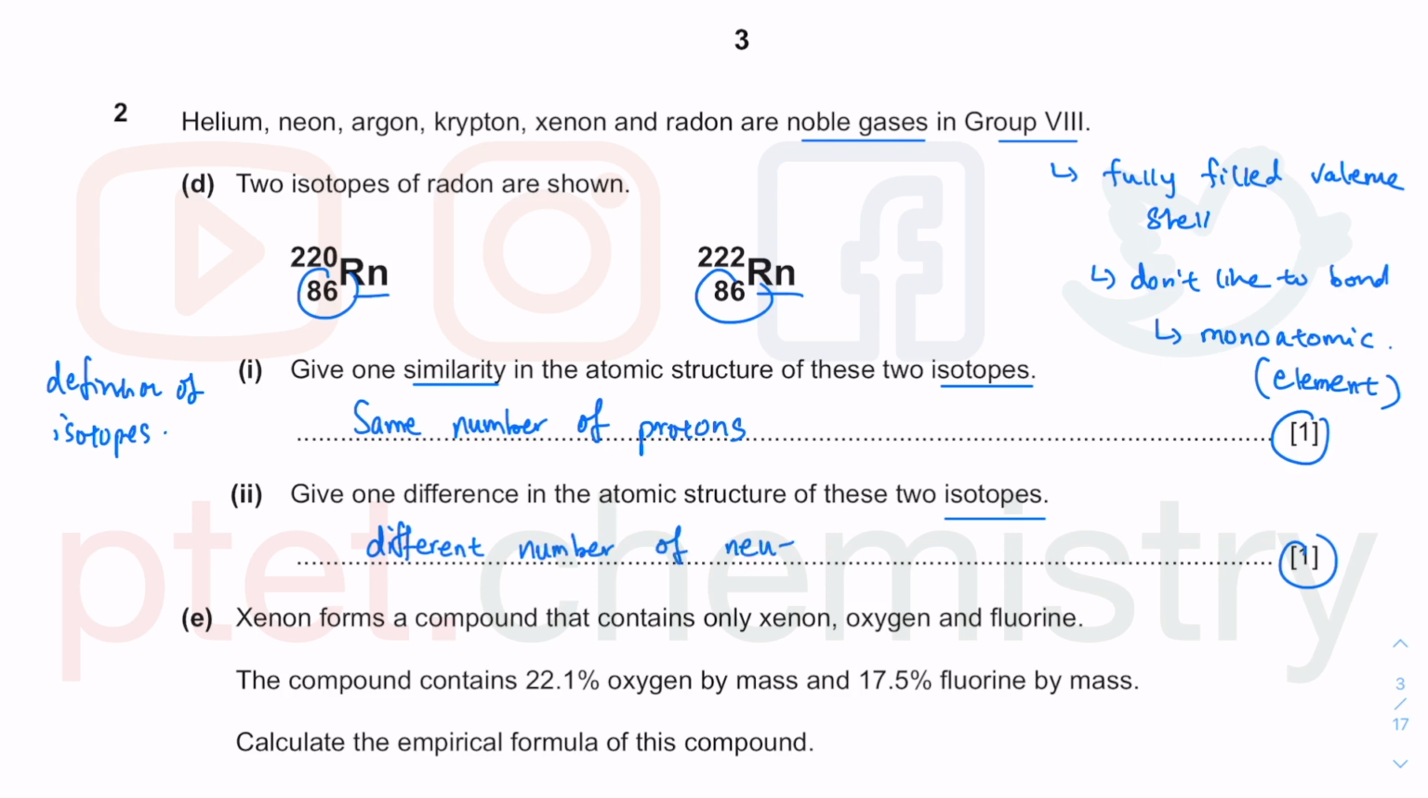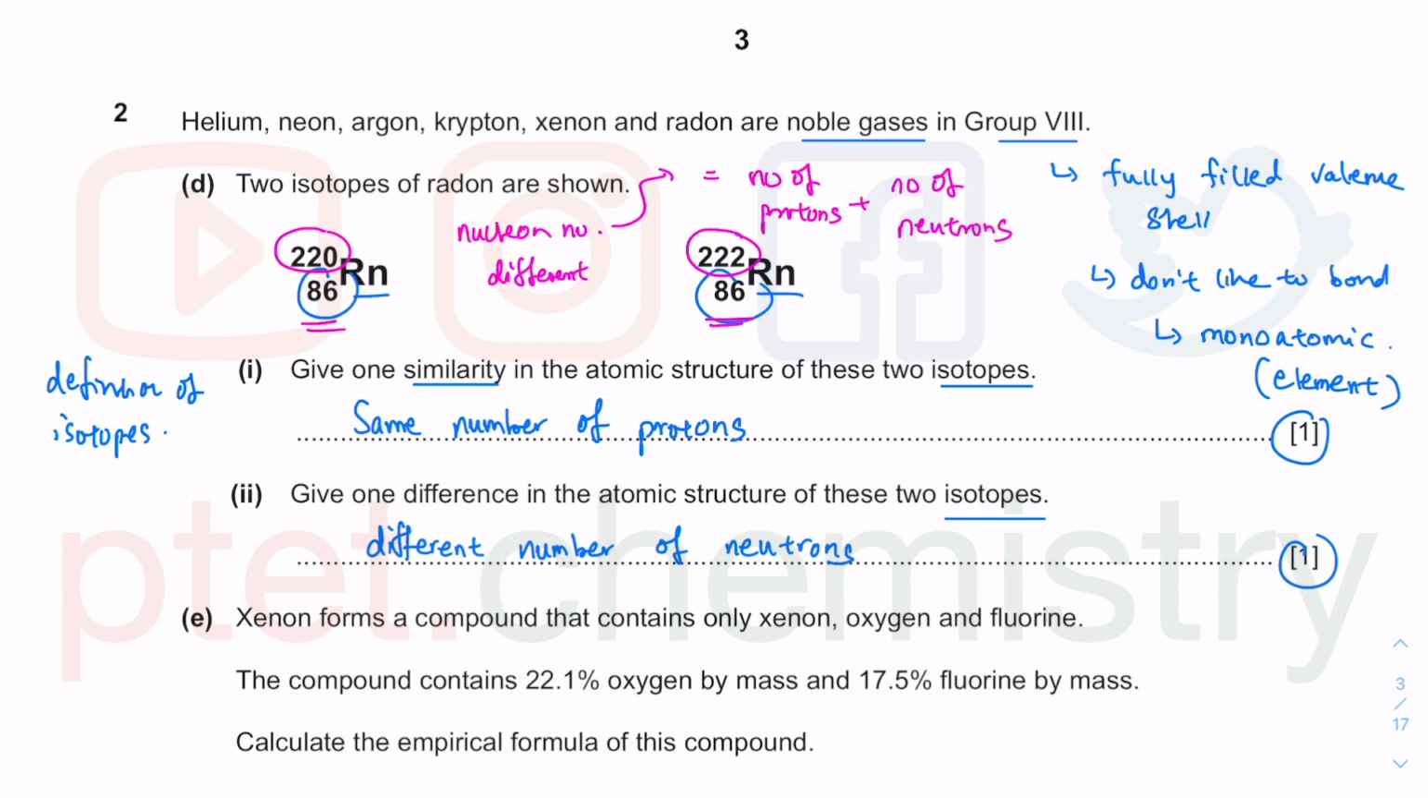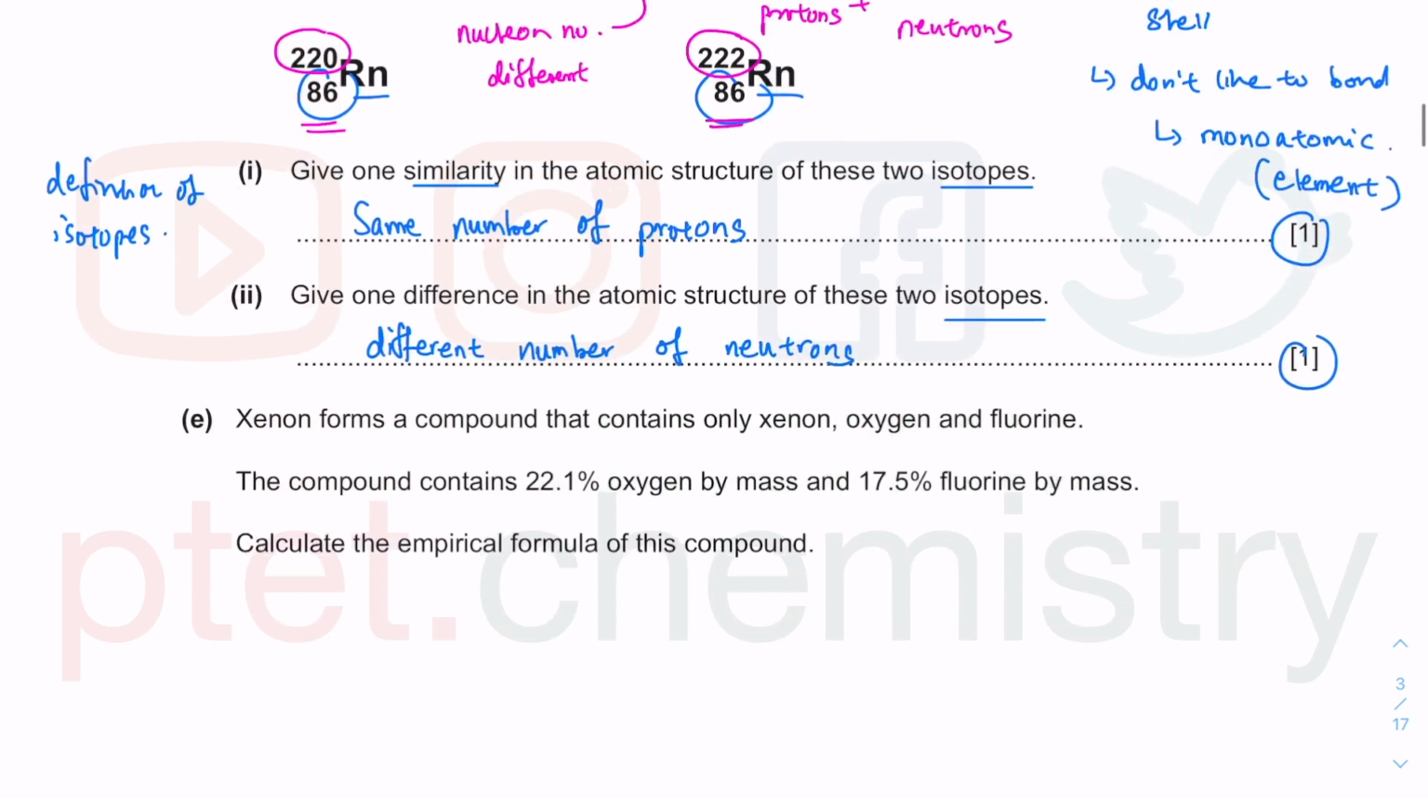How do I know the neutrons are different? Because if you look at the nucleon number, the nucleon number is different. And if the nucleon number is different, but your proton number is the same, so nucleon number is equal to number of protons plus the number of neutrons. If your number of protons is the same, then it means your number of neutrons must be different because you get a different nucleon number. Those are all your basic definitions, basic ideas from atomic structure topic.